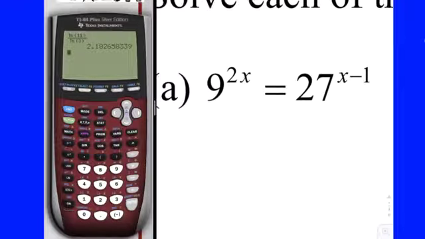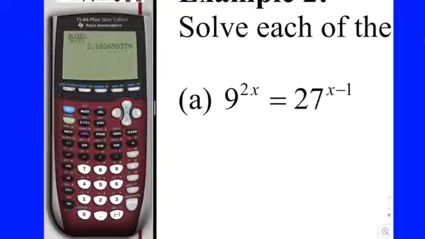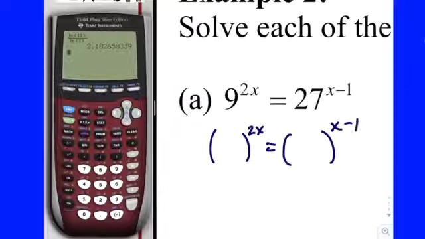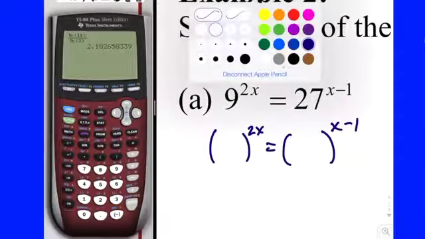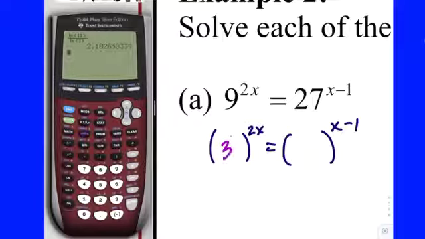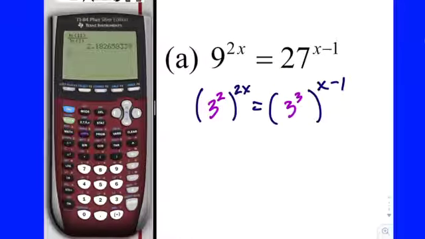So let's do that. So inch by inch, it's a cinch. Remember, you work straight down, you show all of your steps. So I'm going to put parentheses where the 9 was, and I'm going to put parentheses where the 27 was. And I'm going to replace those with powers of 3. So 9 is 3 squared, 27 is 3 cubed. All right, that's step 1.